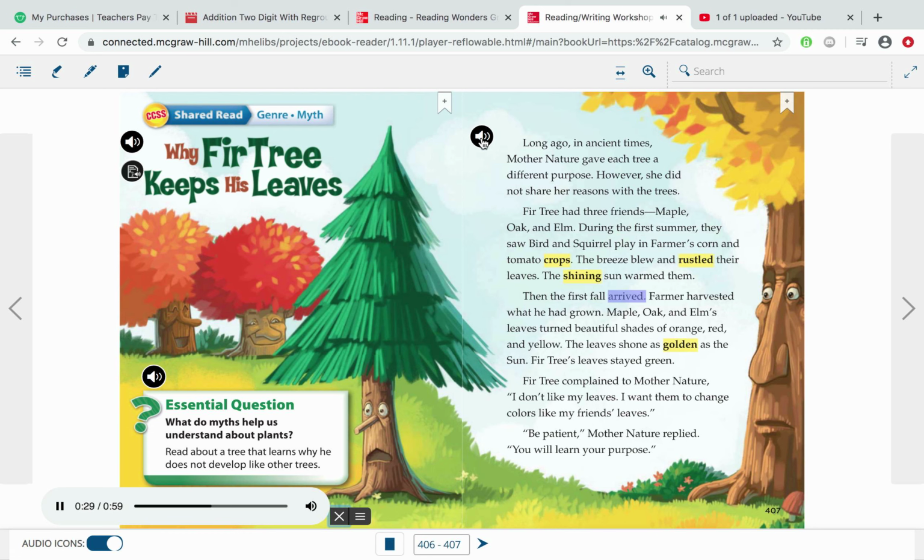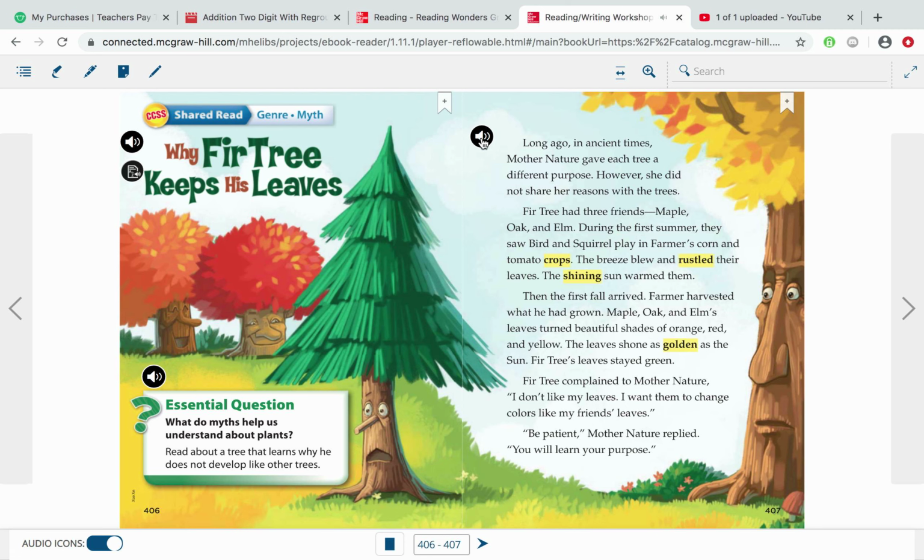Then the first fall arrived. Farmer harvested what he had grown. Maple, Oak, and Elm's leaves turned beautiful shades of orange, red, and yellow. The leaves shone as golden as the sun. Fir Tree's leaves stayed green. Fir Tree complained to Mother Nature. "I don't like my leaves. I want them to change colors like my friends' leaves." "Be patient," Mother Nature replied. "You will learn your purpose."